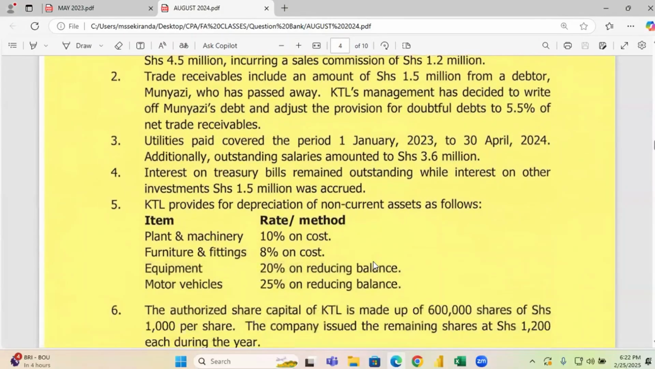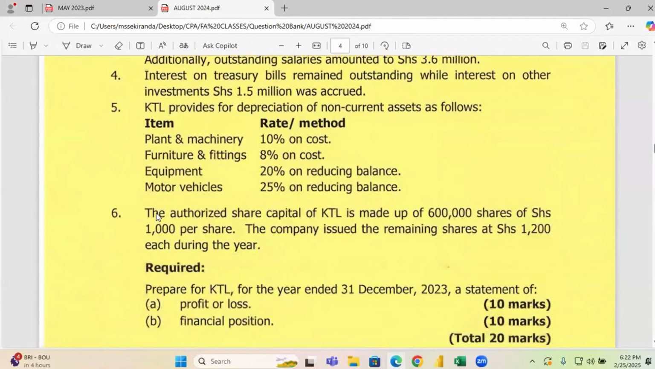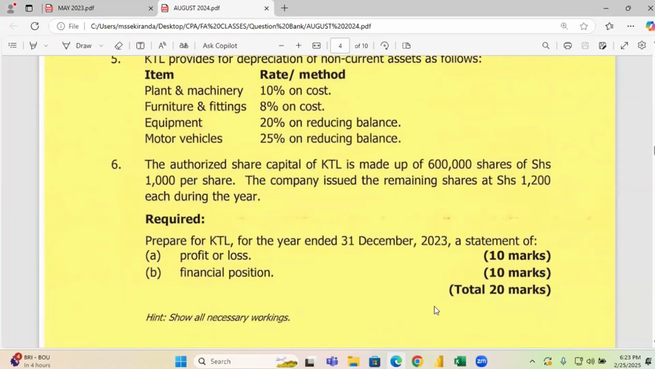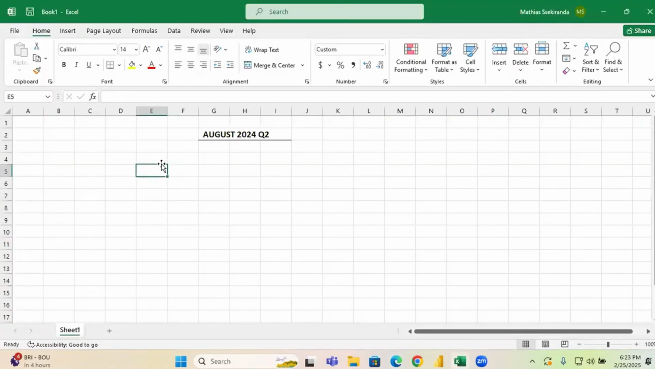KTL depreciates its assets as follows. Then note 6, the authorized share capital is made up of 600 shares of 1,000 per share. The company issued the remaining shares at 1,200 each during the year. So let us go and see how we are going to do this number.